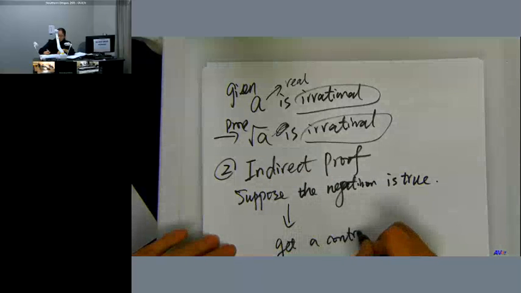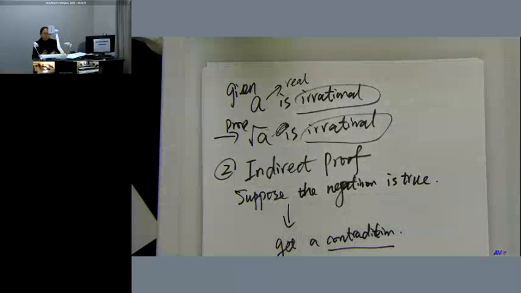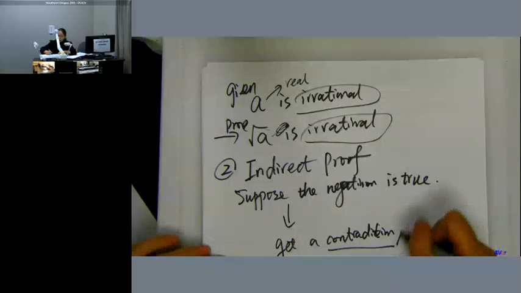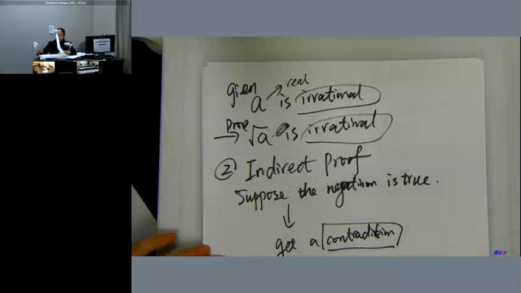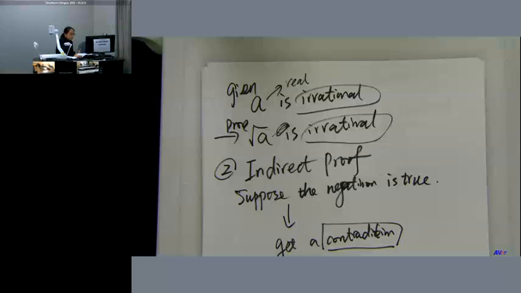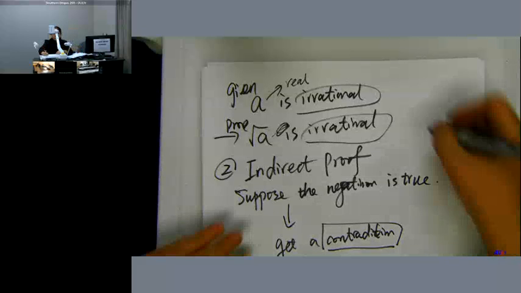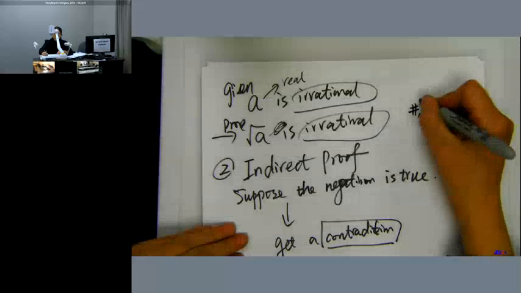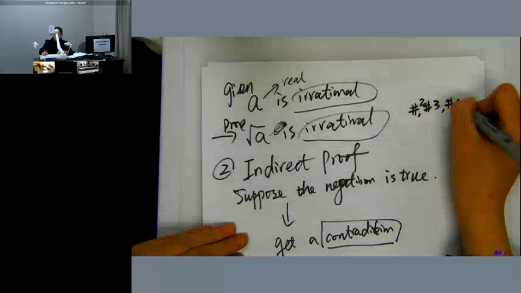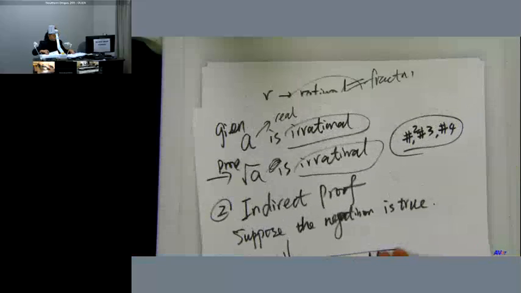I do notice in the proof writing that a lot of times it's not very clear what the contradiction is. So you do need to specify, okay, this is a contradiction. If you can get a contradiction, then the original statement is proved. So this is the second type of question. Number 2, number 3, and number 4 are all indirect proofs. So on the practice exam, you're going to have 3. All these questions are indirect proofs.